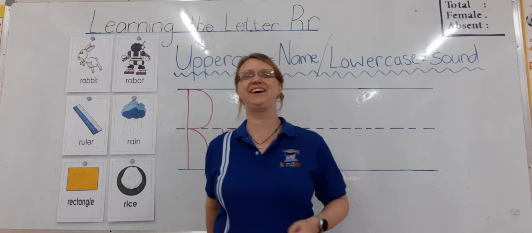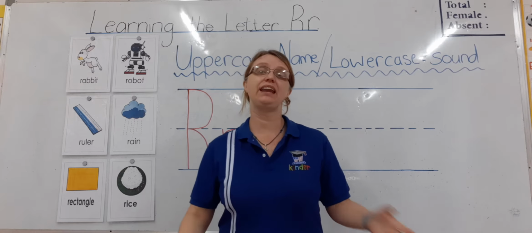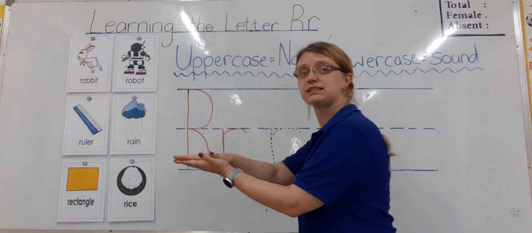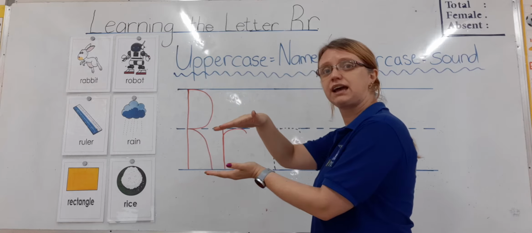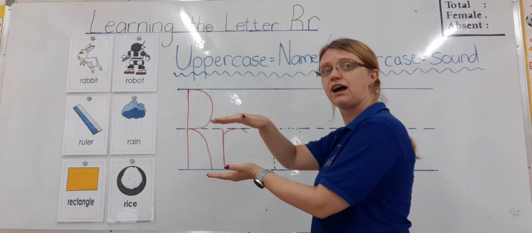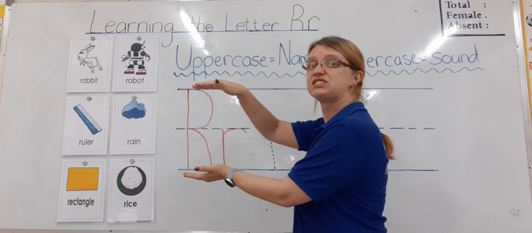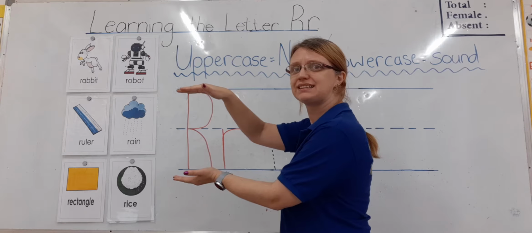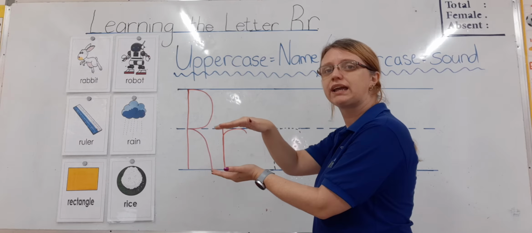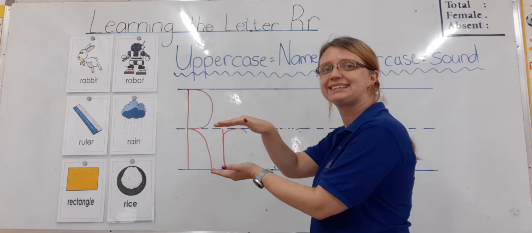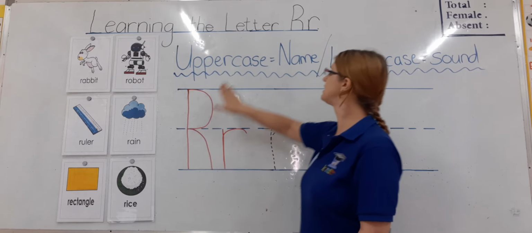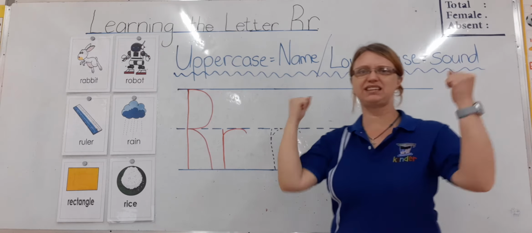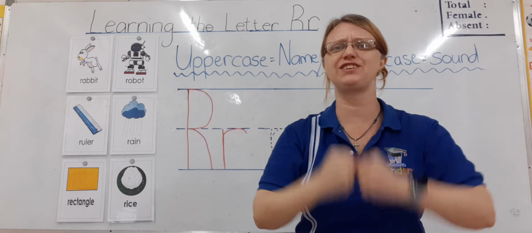Remember this. Okay? In every letter in the alphabet, you get an uppercase, that's the big one, and a lowercase. Can you see that? Okay. Uppercase, which is the big letter, the capital letter. Lowercase, the baby letter. And remember, uppercase says the name. It tells you who the letter is.